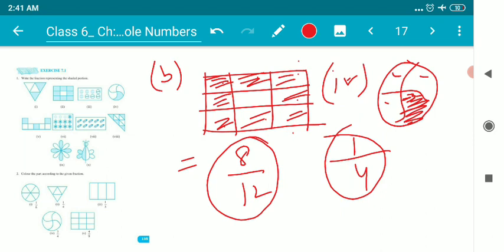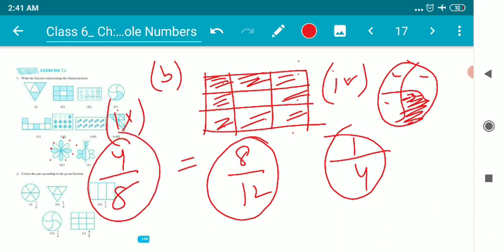Before I conclude my video, let us understand question number 9. How many petals are there in the flower? There are 1, 2, 3, 4, 5, 6, 7, 8 petals. Out of 8 petals, 4 petals are shaded, so the fraction is 4/8. That's all. This is how we have to write the answers.